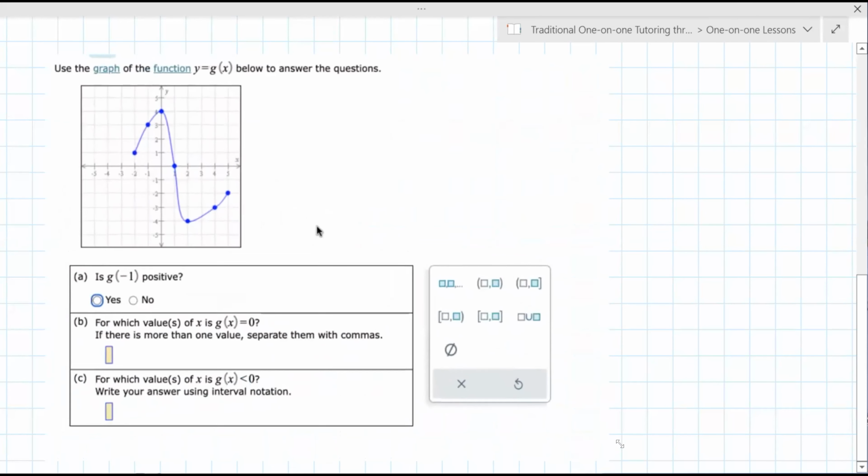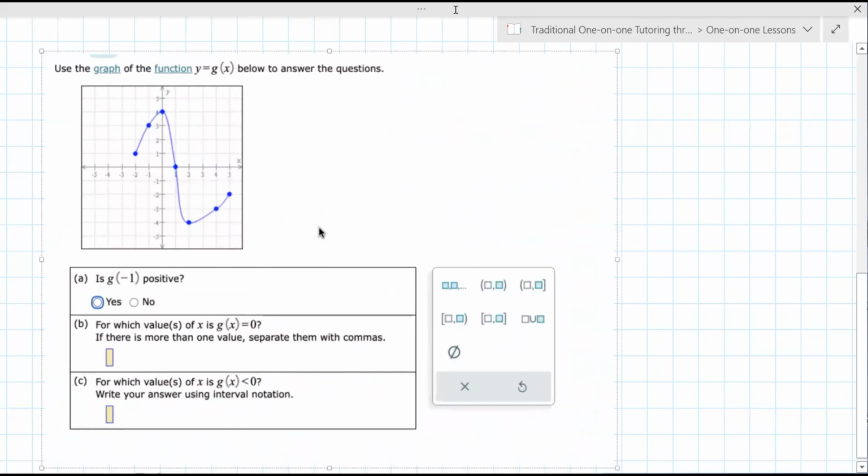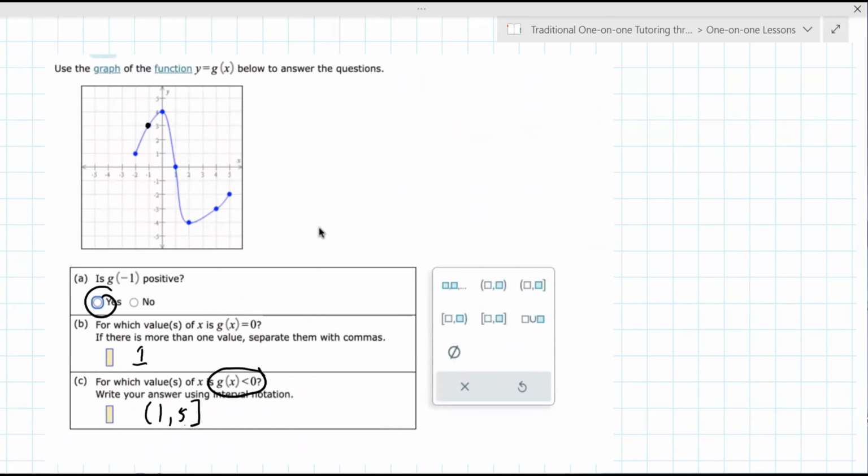Okay, so the graph, to answer the questions, g of -1, that is positive. That's that point there, so we can do a yes. This time the order switched. Where is g of x equals 0? Only at 1, the only place it crosses. Now this one we want where it's less than 0. So it's less than 0 from 1 to 5, and 5 is included in that. But at 1, it's exactly 0. That's why it's not a bracket.